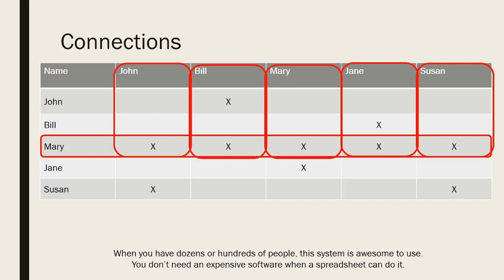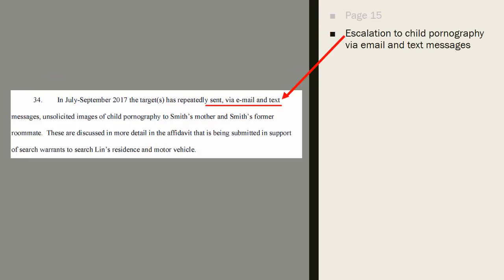You also don't need expensive software to do this when a spreadsheet can do it. There is some great software, i2 Notebook, even Microsoft Access does a great job as well if you're good at putting together databases. But if it's a manageable case, manageable size, you can easily do 100 accounts, hundreds of users in a spreadsheet, and you can manually go through it and find the connections. Let's go to page 15.